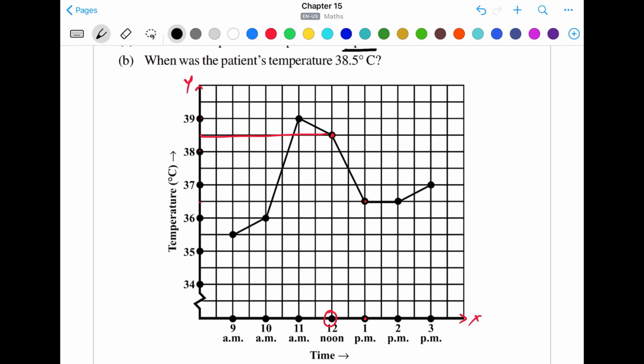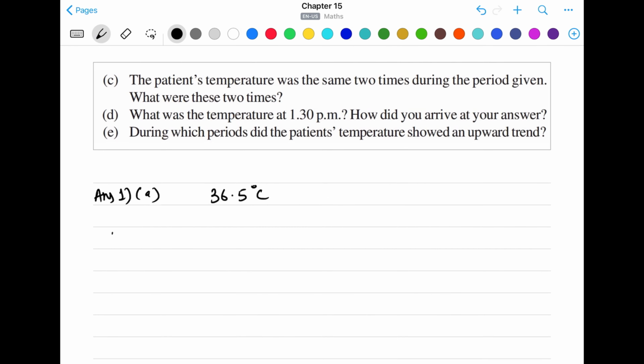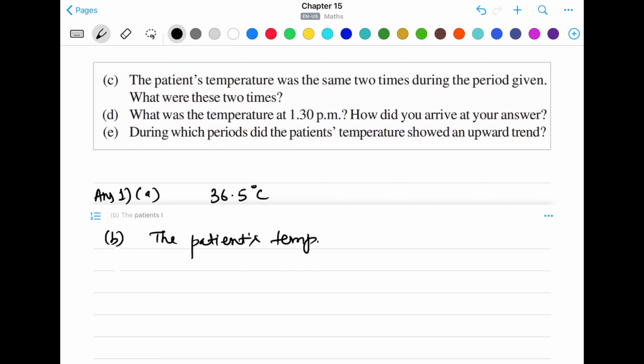So the answer for this one, part B, is that the patient's temperature was 38.5 degrees Celsius at exactly 12 noon.